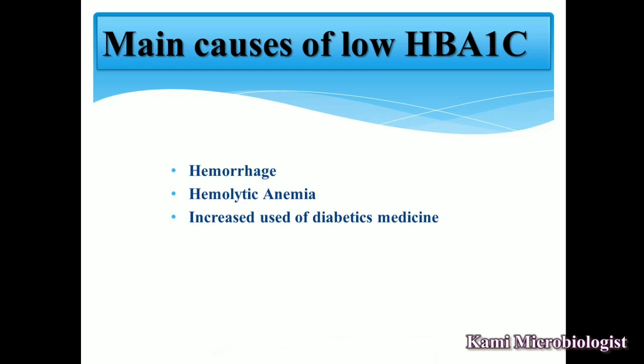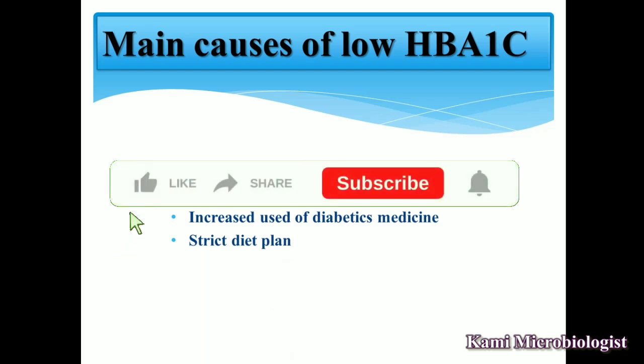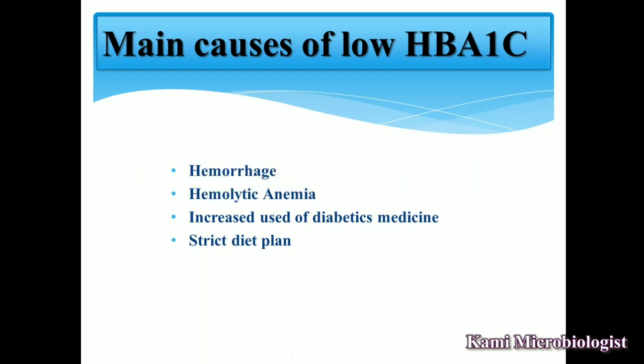Next we have increased use of diabetic medicine. If the patient is continuously using diabetic medicines, the HbA1c level will get low. Due to a strict diet plan, if the patient is on a diet and not eating any type of food for a long period of time, the HbA1c level will also get low.